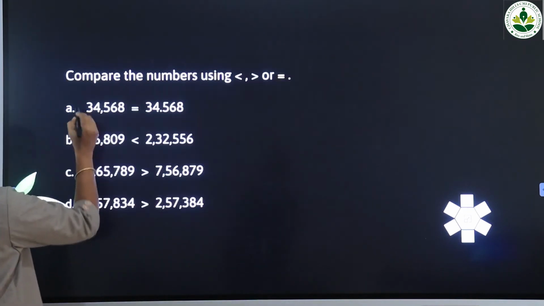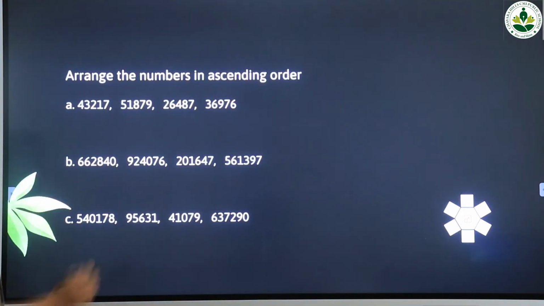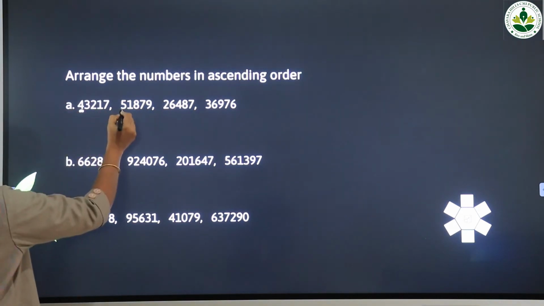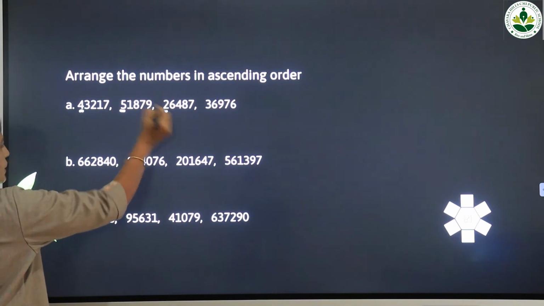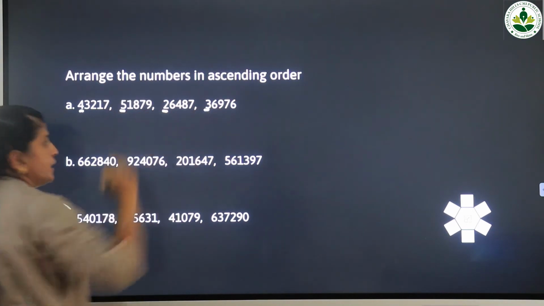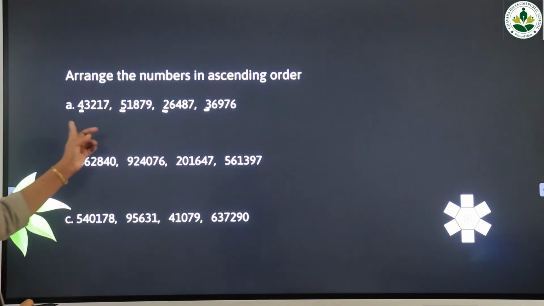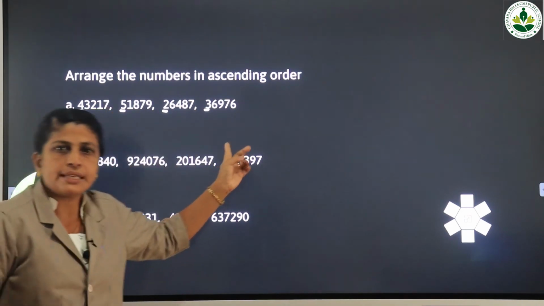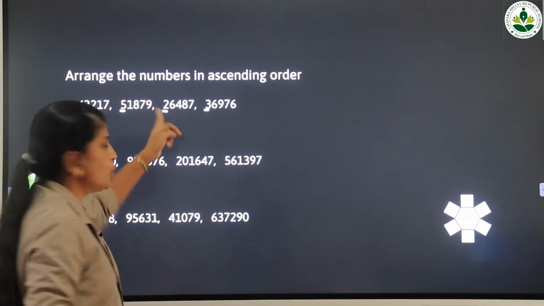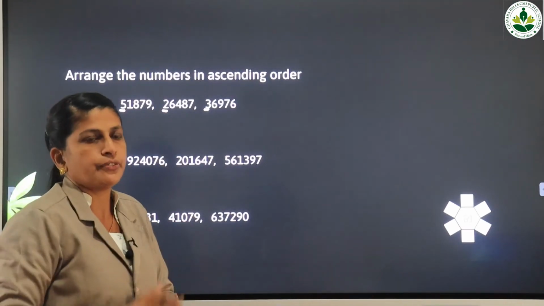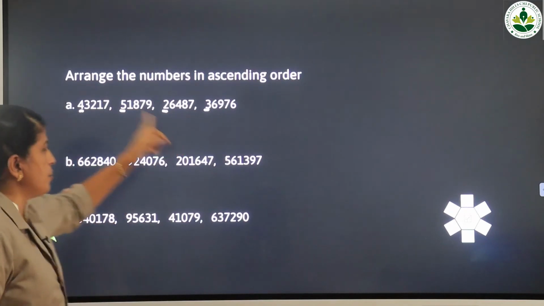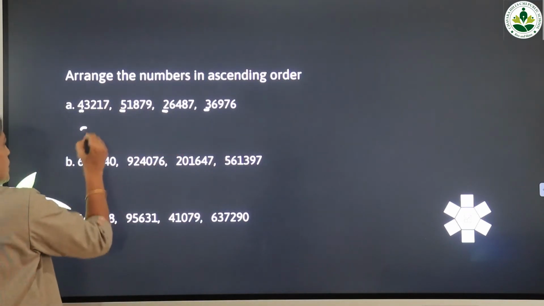The first digit in the first number is 4, 5 in the second number, 2 in the third number, and 3 in the fourth number. Therefore, which is smaller? 4, 5, 2 or 3? Which is the smallest number? 2 is the smallest number. Therefore, we can say this number will be the smallest number. Therefore, write it first.